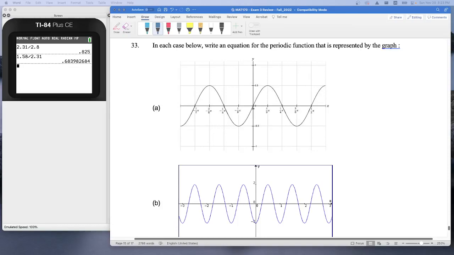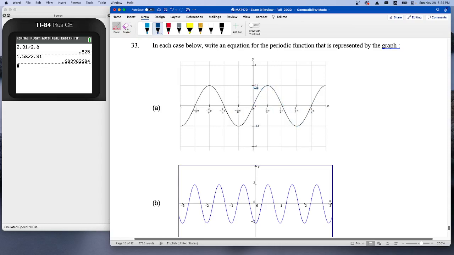So for 33, we're going to get some more experience doing some graphs, coming up with functions, and this really just builds off of what we did in 32. So for this one, I would select, since it's starting at 0, 0, I would select a sine function.